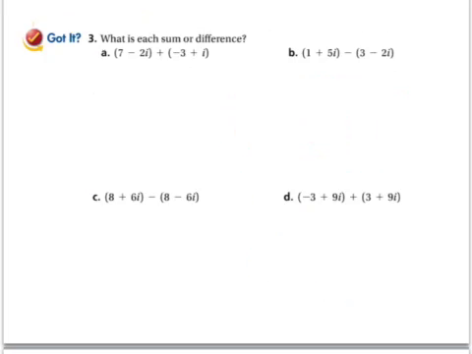And for the got it question, we just have more examples of the same. So for A, we are not changing signs because we're adding these two quantities. 7 minus 3 is 4. Negative 2i plus i is just negative i.